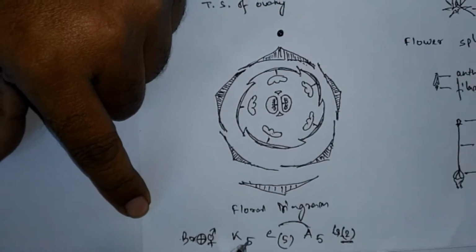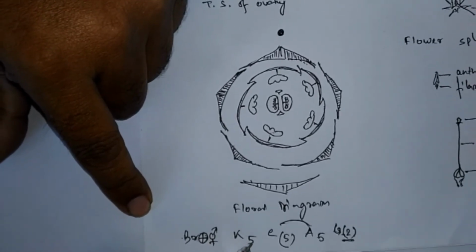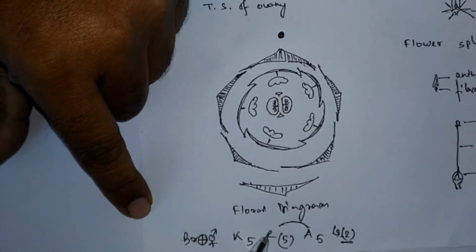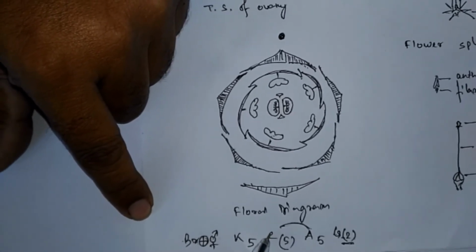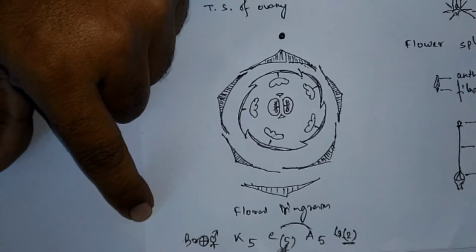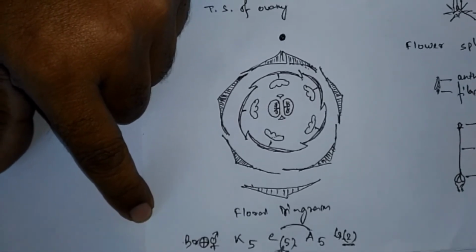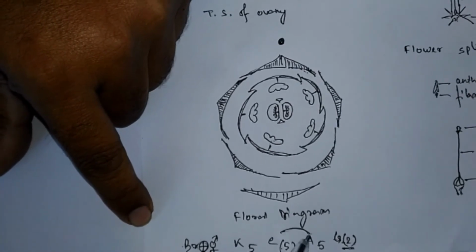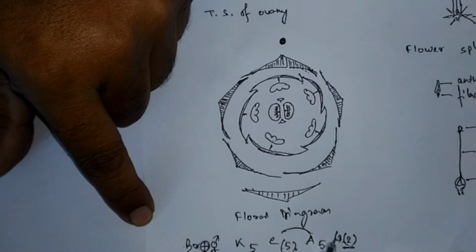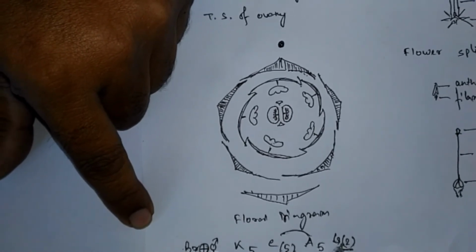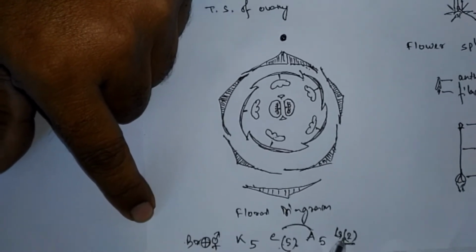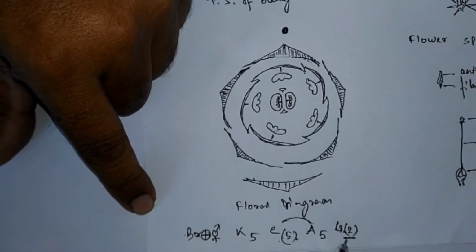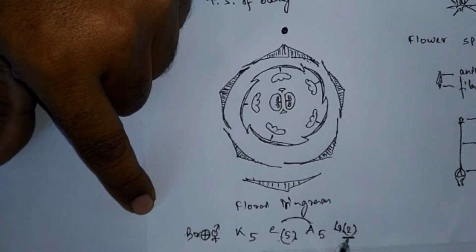Calyx is made up of 5 free sepals. Corolla is made up of 5 united or gamopetalous petals, so 5 is kept inside the bracket. Androecium is made up of 5 stamens which are epipetalous. Gynoecium is made up of 2 carpels, though the ovaries are free but style and stigma are united, so it is syncarpous, and the ovary is superior, so G is underlined.